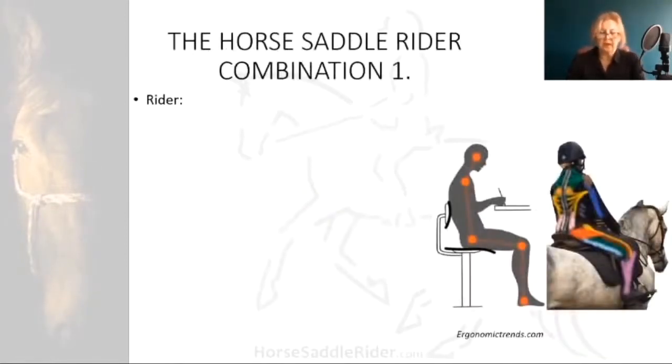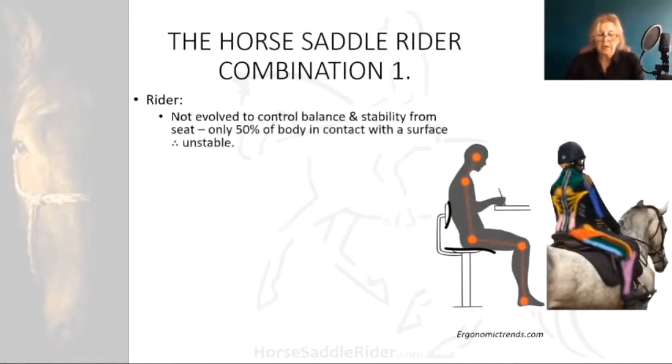So taking a look at the horse, saddle, rider combination, dear rider here, we're not evolved to control balance and stability from our seat. This is totally alien to the human body in terms of evolution. And here we have only 50% of the body in contact with a surface. So therefore there's 50% contacting a surface and the other 50% is hovering above it. Therefore, it is unstable.